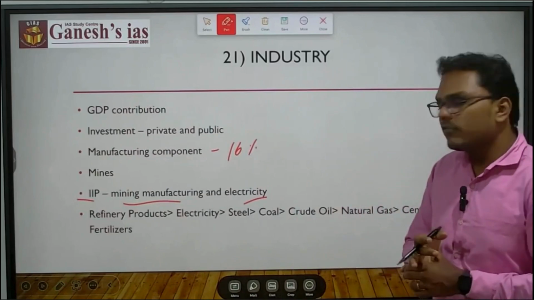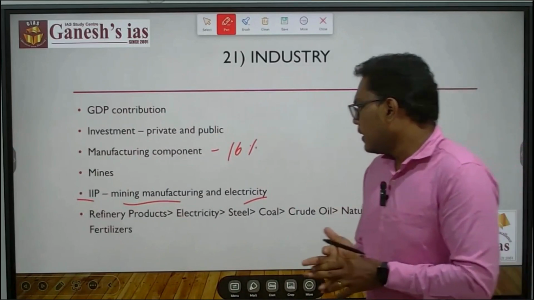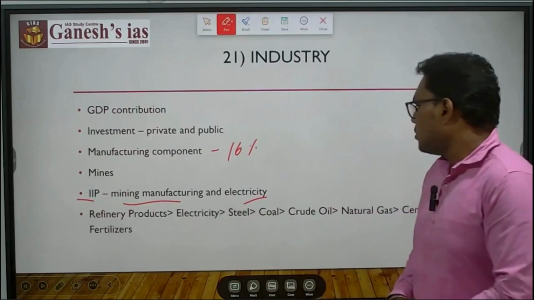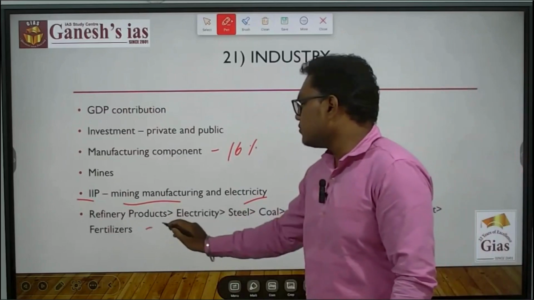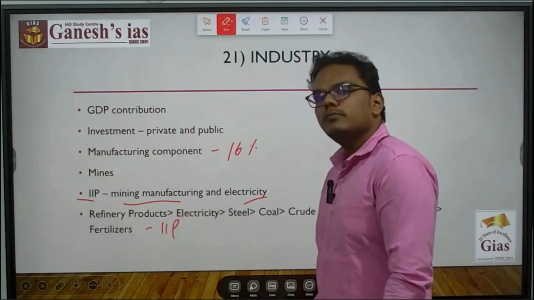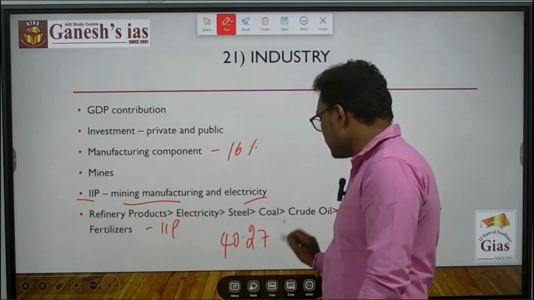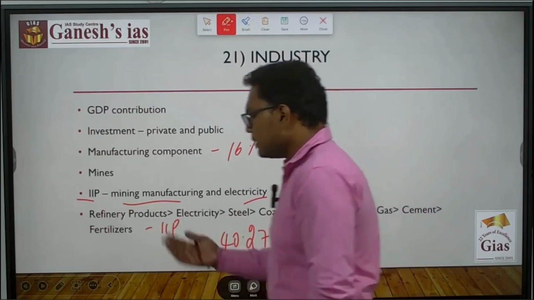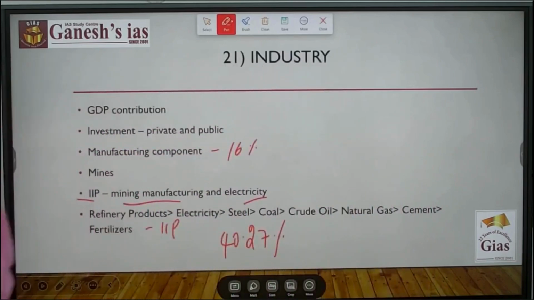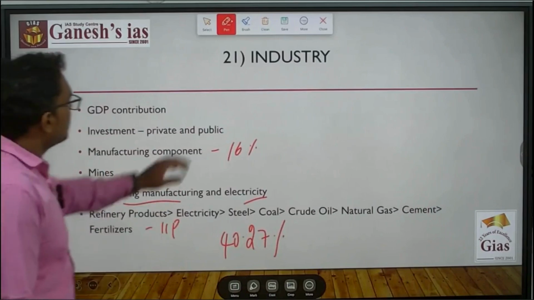You have mining, manufacturing, electricity, and this is the order of weightage in the index of, I think, these eight that form the core industries, and the core industries have a weightage of 40.27%, and it is in this order in which they have weightages given. Something that you should note.